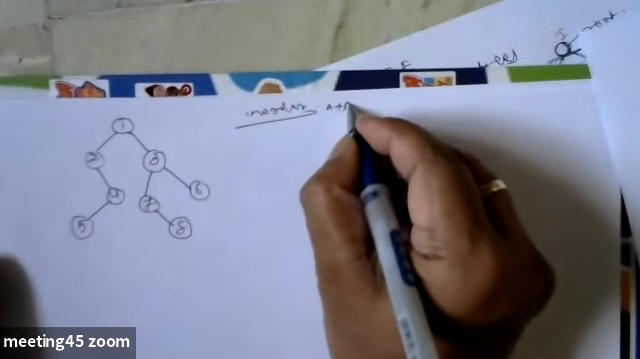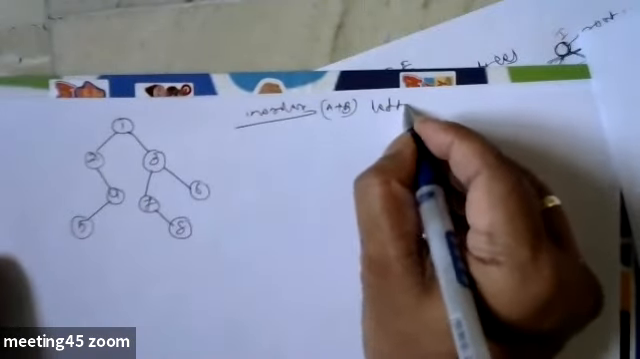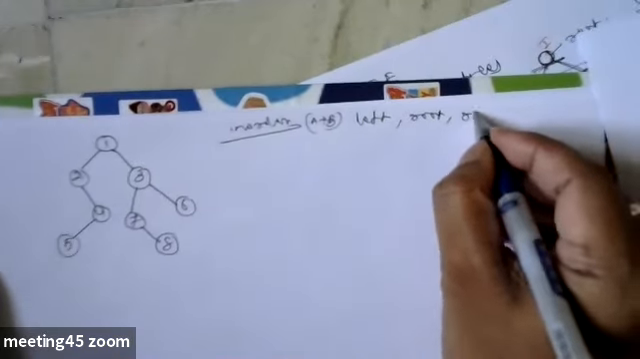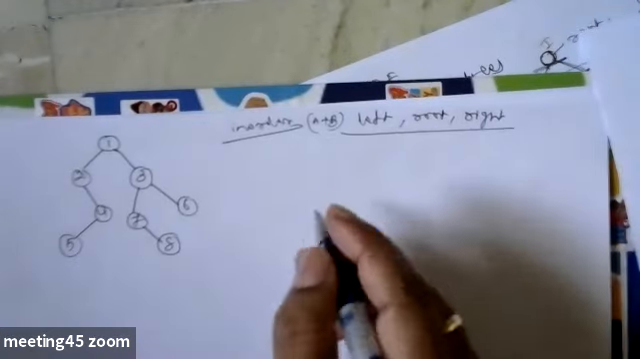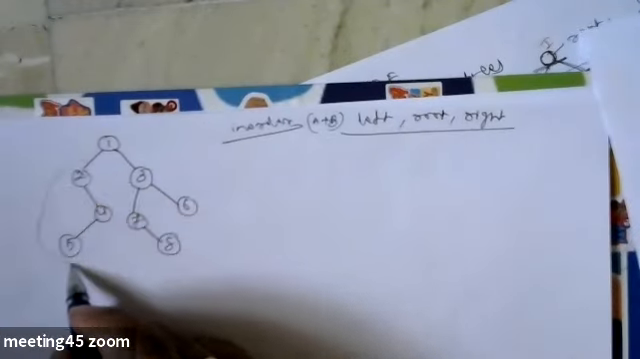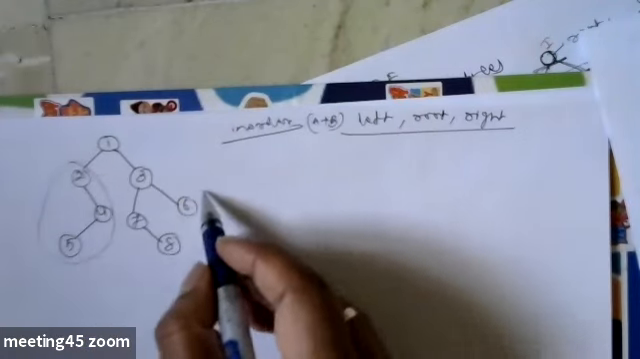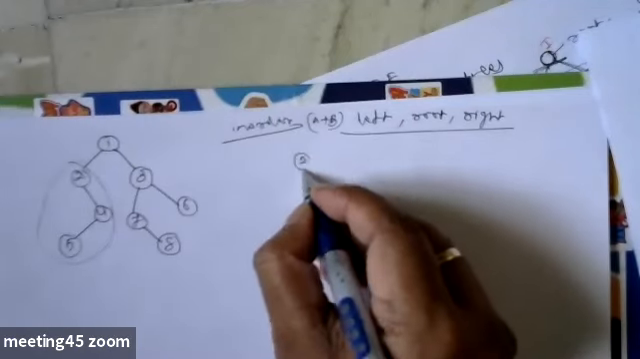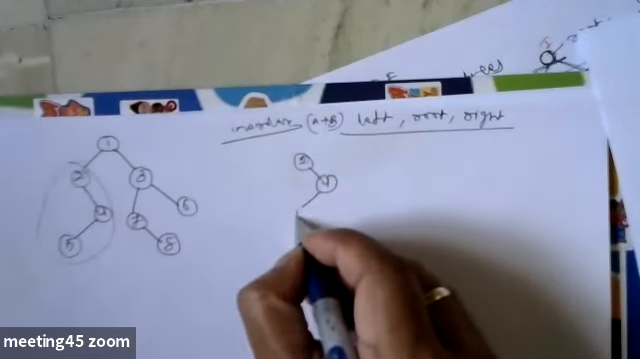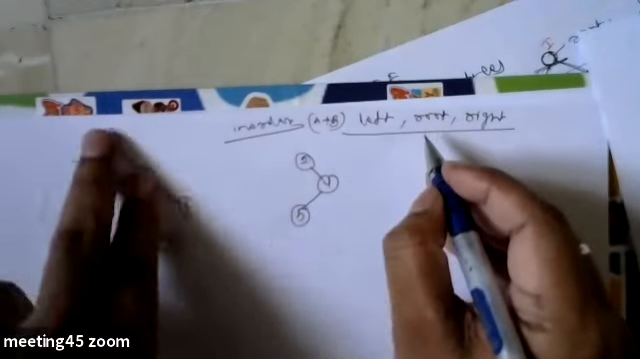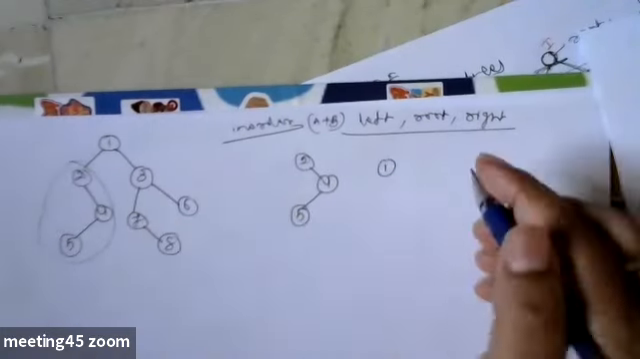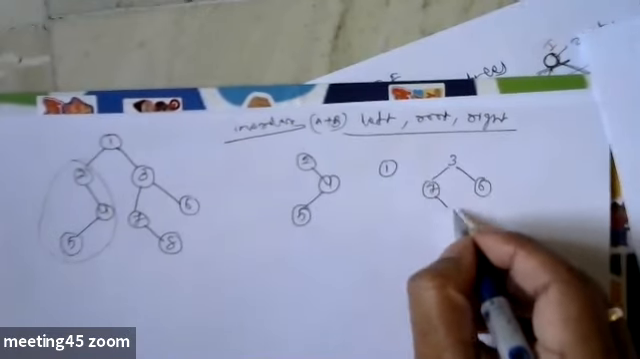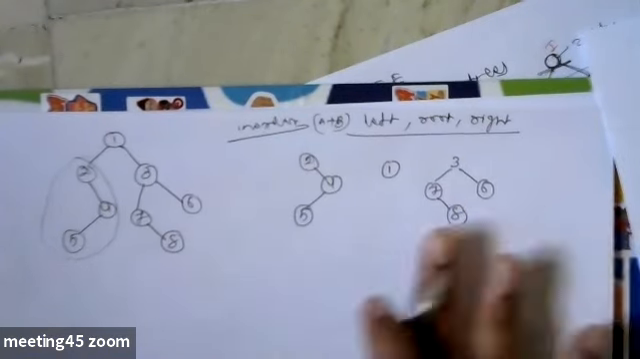In-order says A plus B. A plus B means what? First you traverse left, then you traverse root, then you traverse right. Then how is it happening? Just see. Who is the left one for this? This one. Who is the right one? This one. Who is the root one? This one. Then first you traverse left, meaning 2, 4, 5. What is the next root? Who is the root? 1. Who is the right? 3, 7, 6, 8. Then the first part is done.